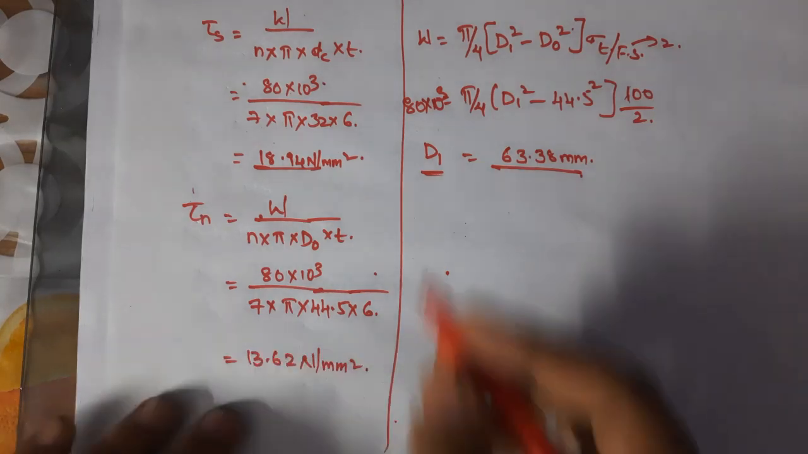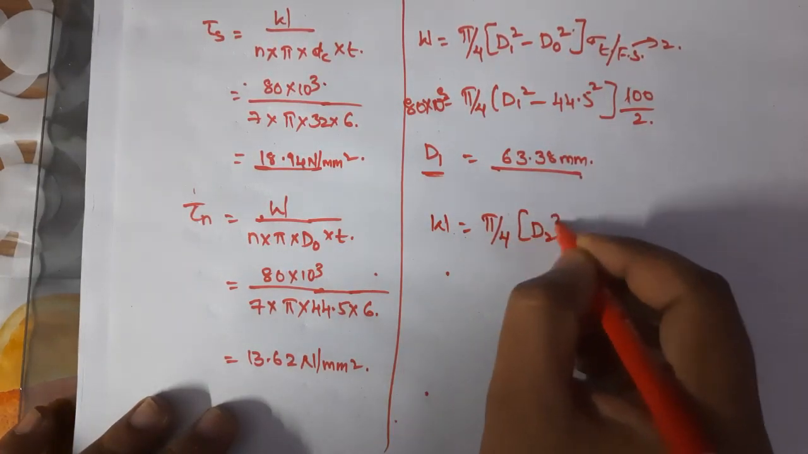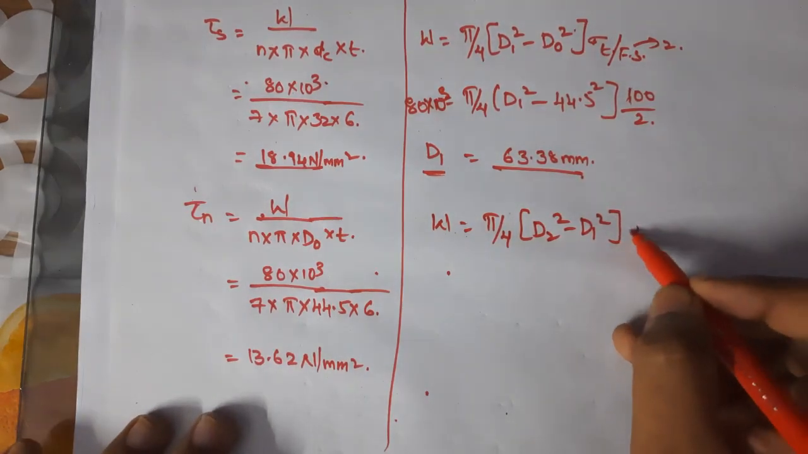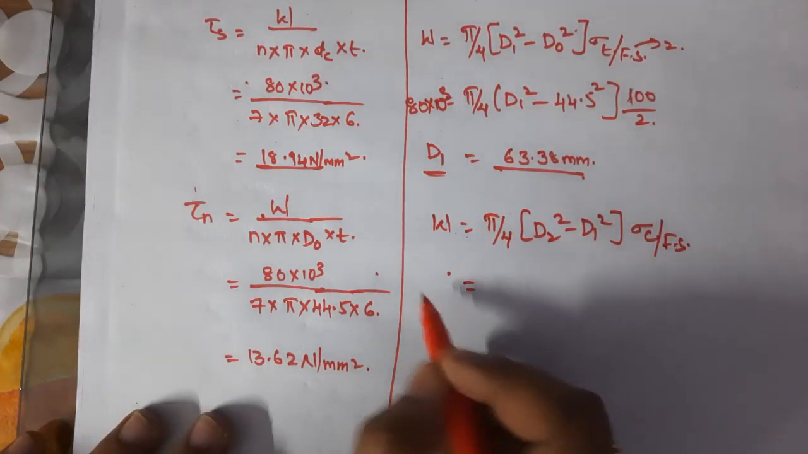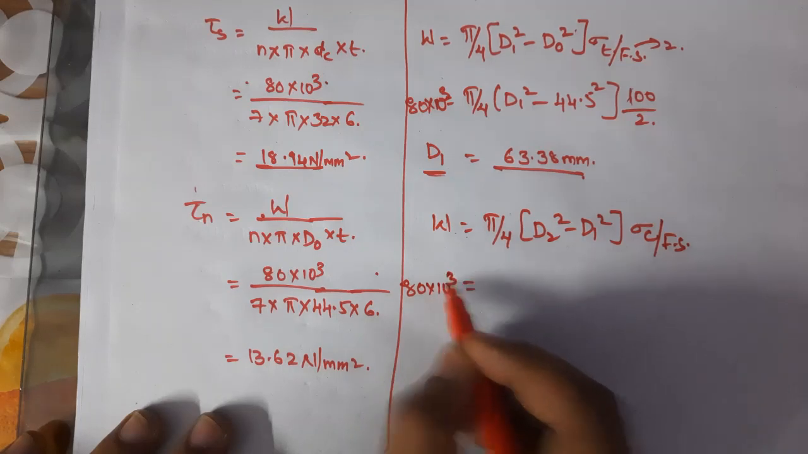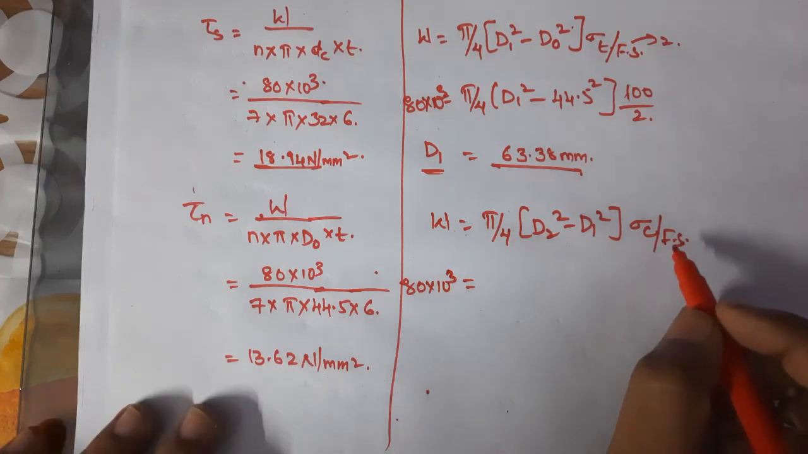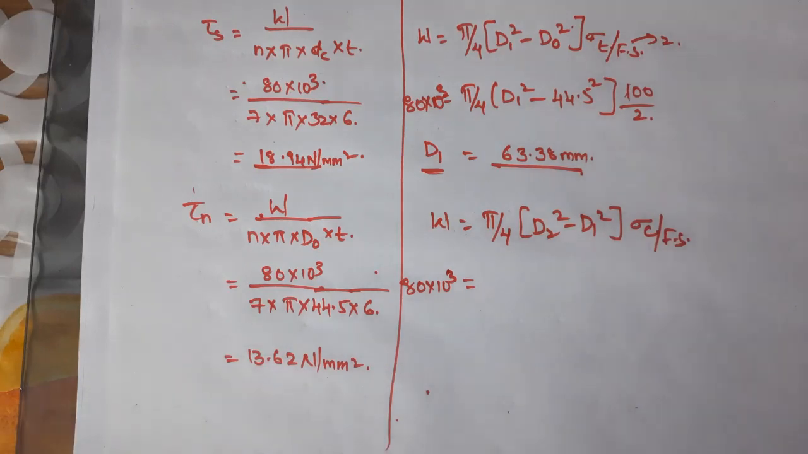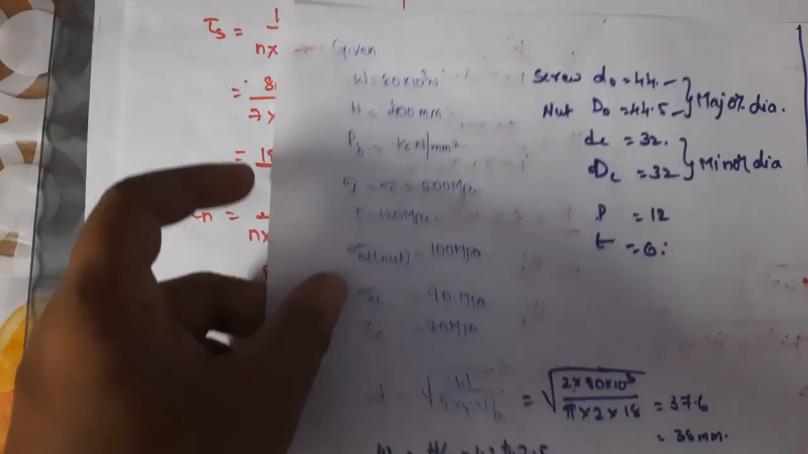So W is equal to pi by 4 (d2 square minus d1 square) into the crushing strength, which will be sigma c by factor of safety. Okay, so that can be found out for 18 into 10 to the power of 3. If the data is given directly as an allowable value in the question itself, you don't need to divide by the factor of safety. Remember that, don't get confused. So here the sigma c value will be 90 megapascals.